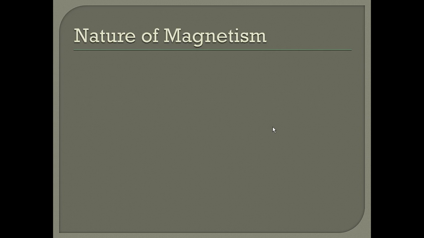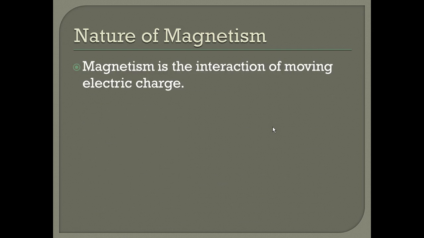Okay, so let's start with the first topic of discussion, which is the nature of magnetism. Okay, so magnetism is the interaction of moving electric charge. Try to compare it with our discussion on electrostatics, wherein our discussion is limited only to the interaction of charges that are at a certain distance with respect to each other, and they are assumed that they are not moving with respect to each other. So therefore, that is why we have the name electrostatics. This means that these charges or electric charges are at rest with respect to each other.